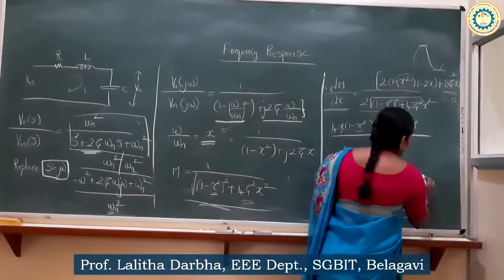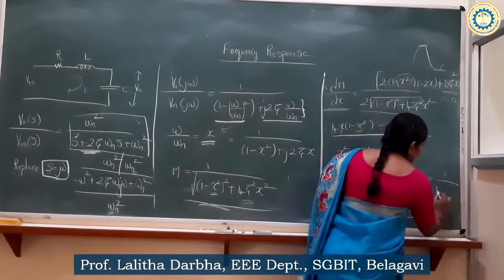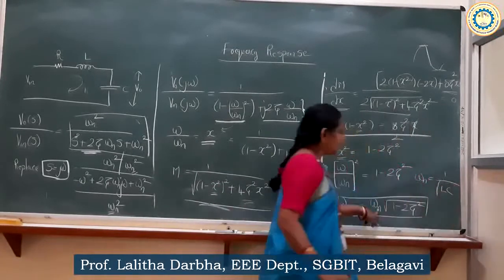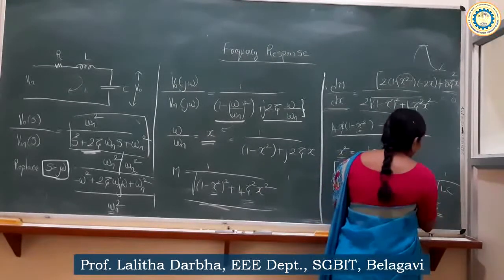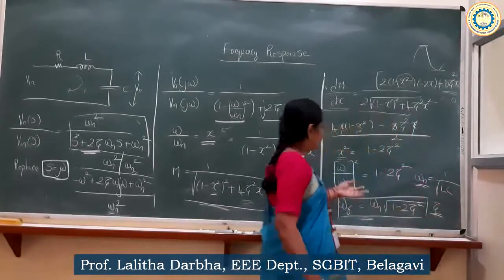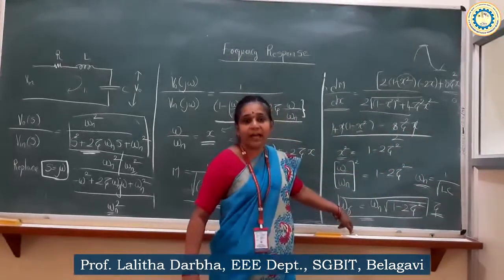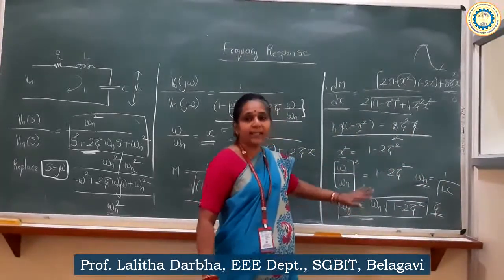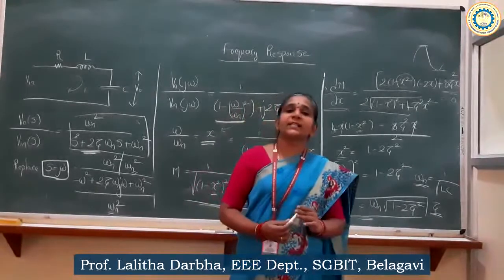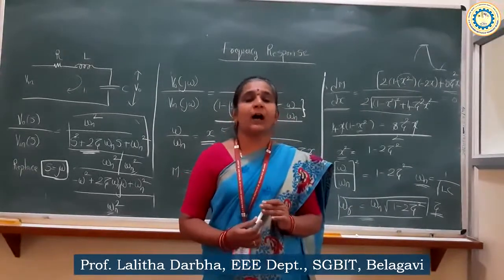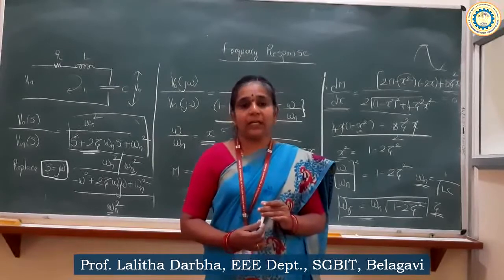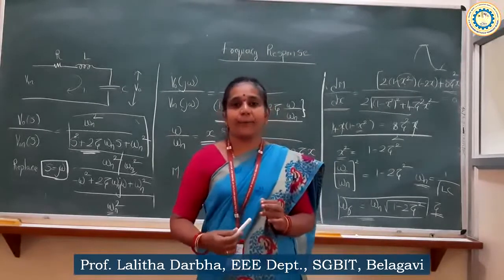What is our omega n? Omega n is nothing but the natural frequency, 1 by root LC, and zeta is our damping factor. If we know zeta and omega n, theoretically we can obtain the value of resonant frequency by this expression. The next expression that we are going to see is our resonant peak. How to obtain MR. So that's the next topic.